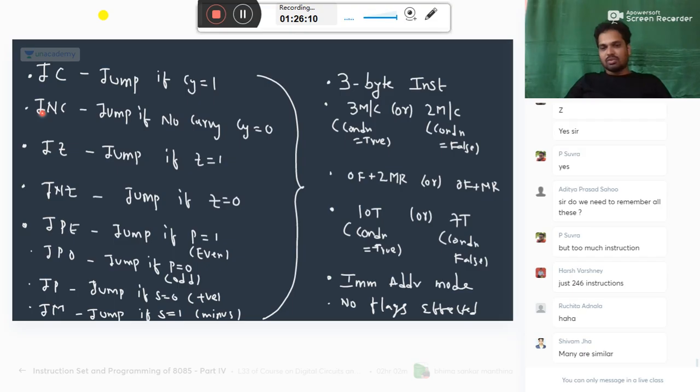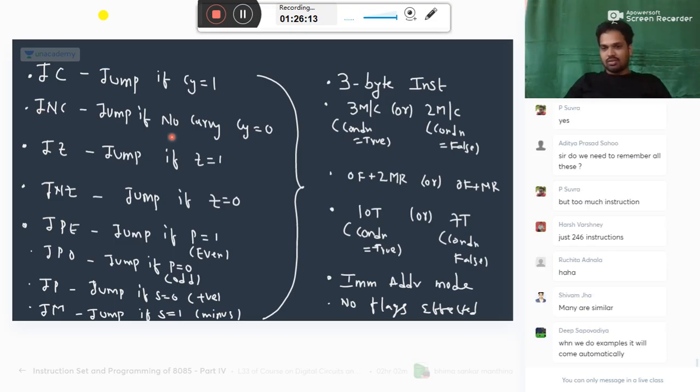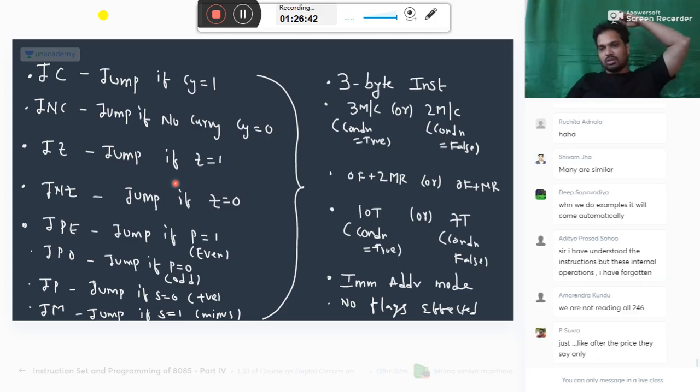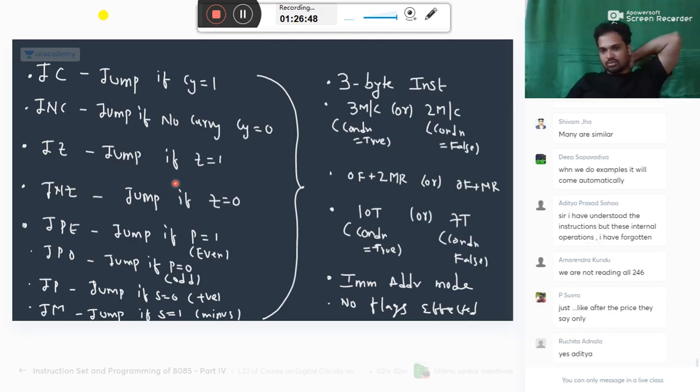Which are similar? Please tell me, Shivam. No single instruction is similar. If you see the program like the questions you did previously, now automatically you recollect. Shivam, tell me, is there any instruction which is similar? If it is similar, how will the computer execute it? They are not the same, you are saying, I understand, but not similar. The name will give you the difference. Internal operation, you forget, no problem, Aditya. Those are just for your understanding properly. You are reading all 246, Amarendra, why not?